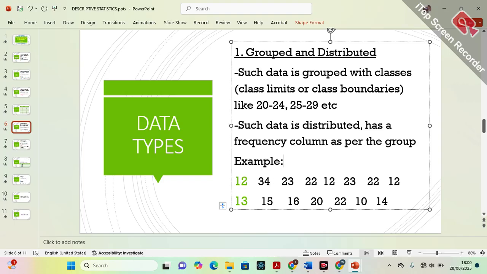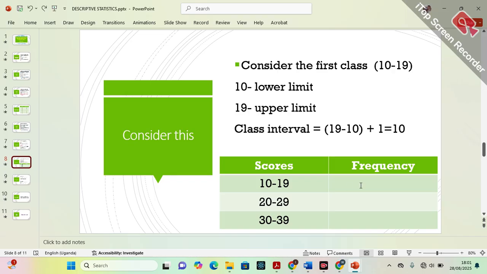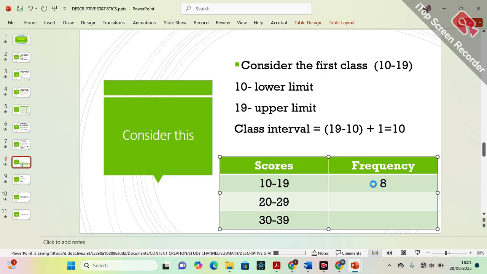So in the range of 10 to 19, which values are there? We have 1, 2, 3, 4, 5, 6, 7, 8. So 8 values are in the range from 10 to 19. You can always just come here and you see you've obtained 8 values. That means in the range 10 to 19, when I look at my data, there are only 8 values in that range. So I have a frequency there.